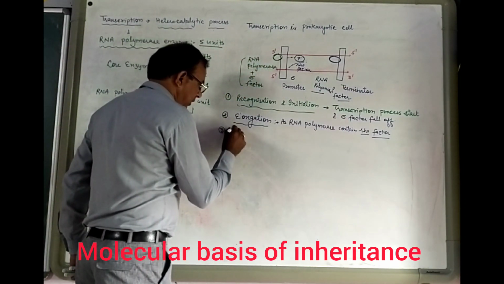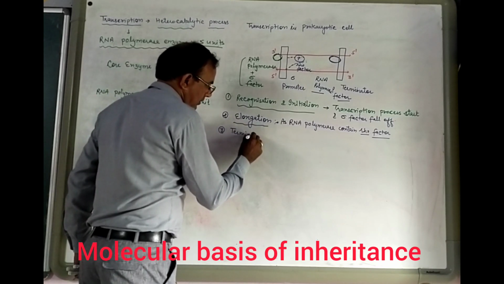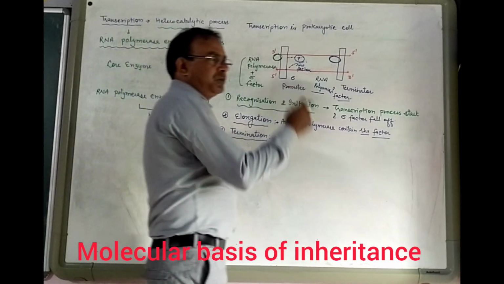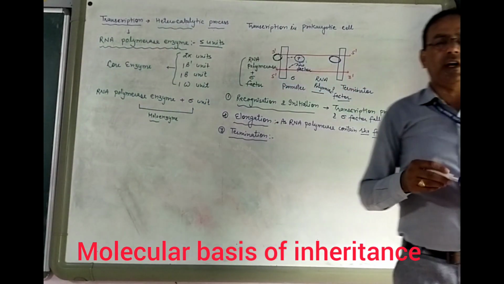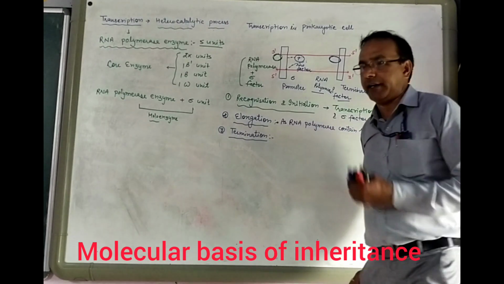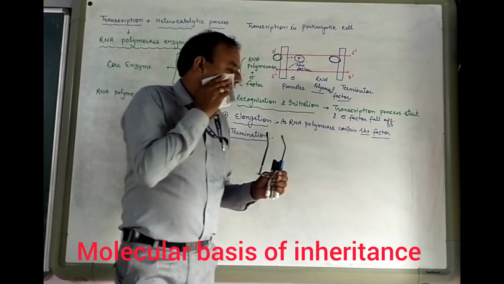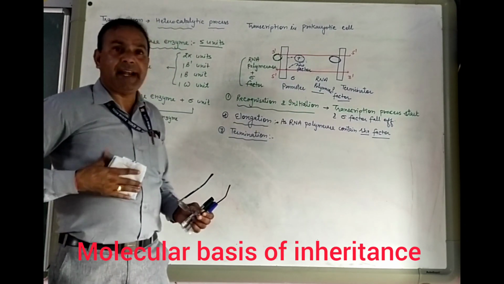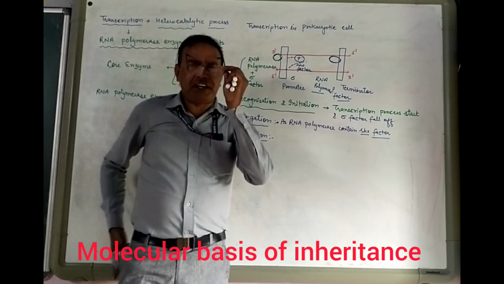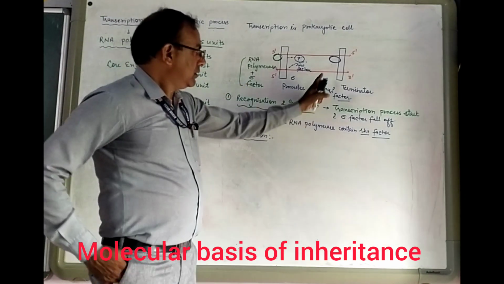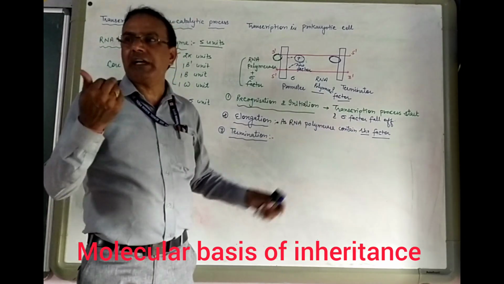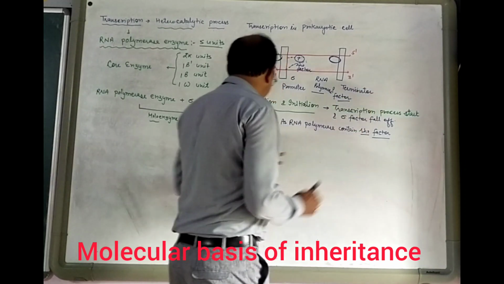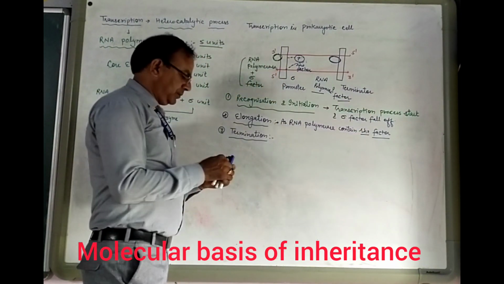Third stage is termination. The elongation process continues as long as the RNA polymerase contains rho factor. But as the RNA polymerase reaches the end of the DNA strand, or you can say the terminator end, the rho factor detaches from the RNA polymerase and the RNA polymerase also falls off. So the process of transcription stops. That process is known as termination.